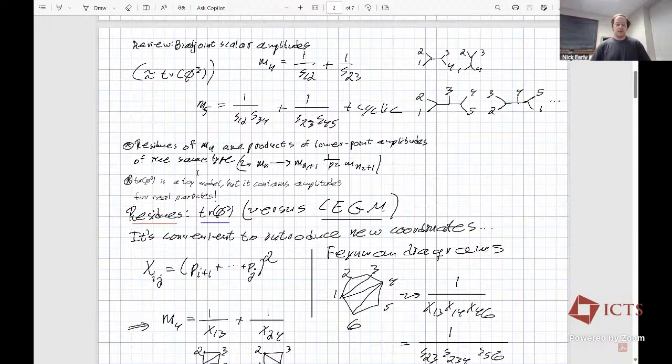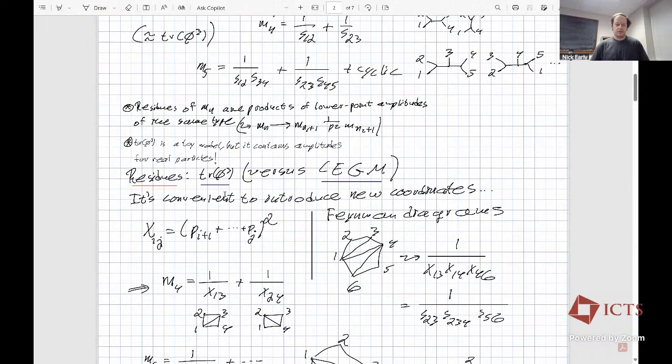So trace phi cubed, or the biadjoint scalar, is a toy model, but as we'll see in a minute, it does contain amplitudes for actual particles. So that's what we'll see.